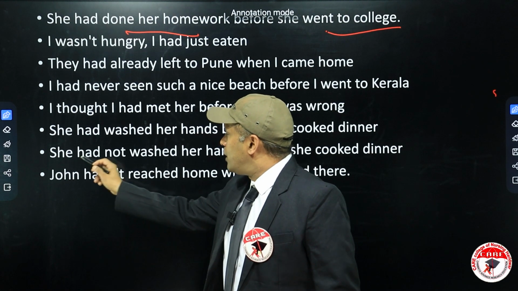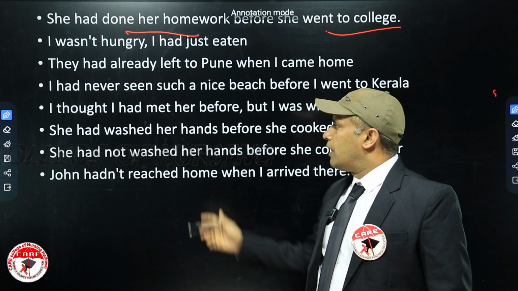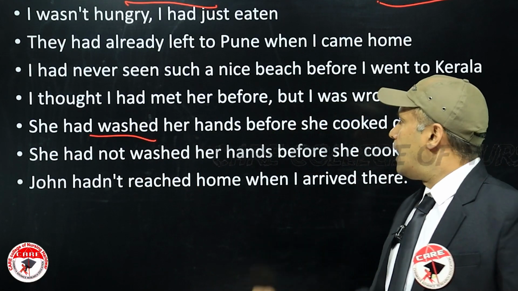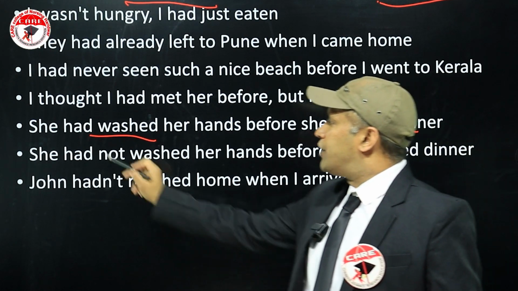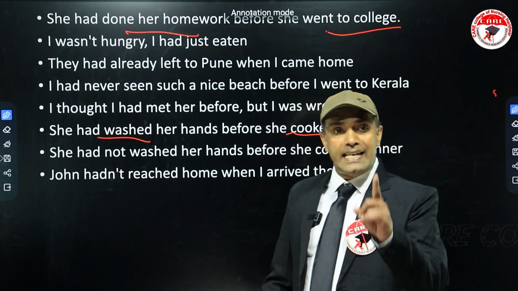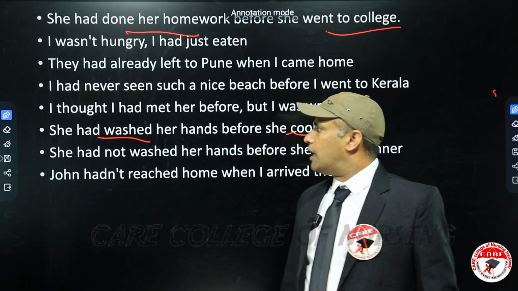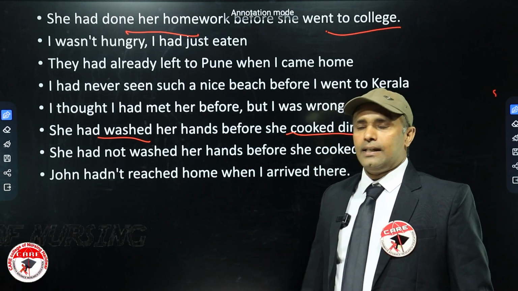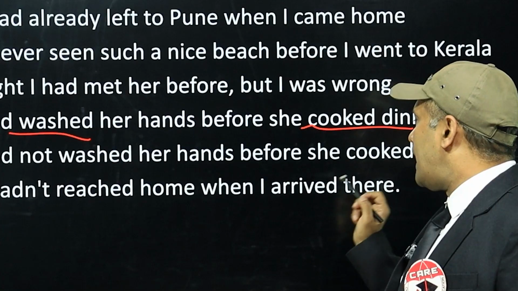Another example, she had washed her hands before she cooked the dinner. Here also very clearly two actions are there. She had washed her hands and she cooked dinner. So before she cooked dinner, she had washed her hands, right? If we want to say it in negative, we can say the negative word after the auxiliary. She had not washed her hands before she cooked dinner. Okay, another example, John hadn't reached home when I arrived there.